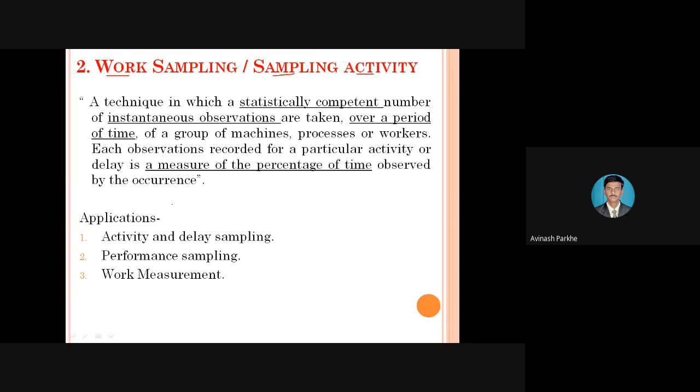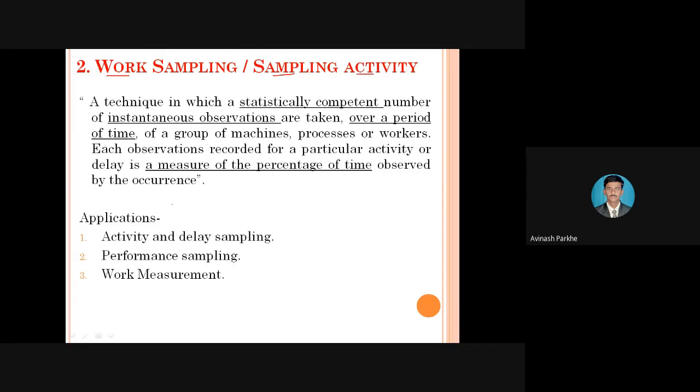Therefore, in work sampling, instantaneous observations are made over a period of time. That means in the morning session observations take place, in the afternoon session again observations take place, and in the evening session again observations take place. That means a number of observations are made over a period of time, and from those observations, it has been observed that 90% of machines are working and the remaining 10% are idle.